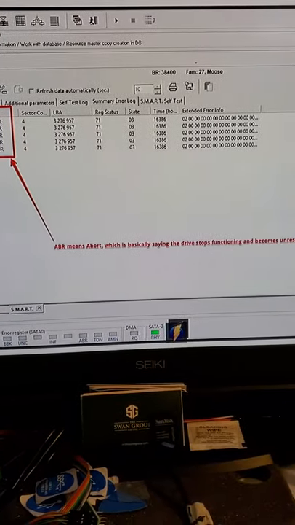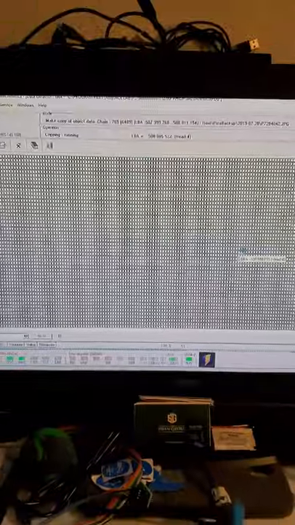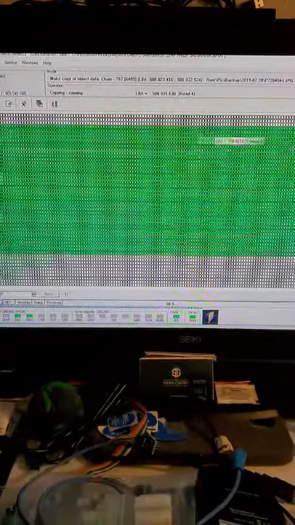With special equipment, what we can do is stabilize it, modify the firmware, and get the cloning process to run smoothly.